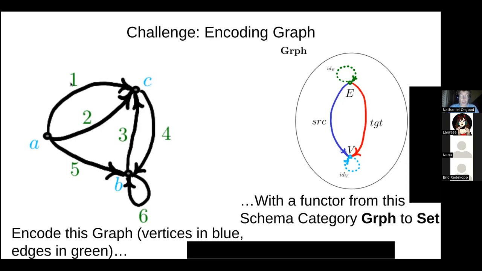Edge 1 to what? C. Okay, and someone else also, Nona, because you did source. So target for 2 is what? C. Target for 3 is what? C. We're on a roll. Target for 4 is what? B. Target for 5 is what? B. Okay, target for 6 is what? B. Okay, so we've totally specified for each of these functions what the function is.